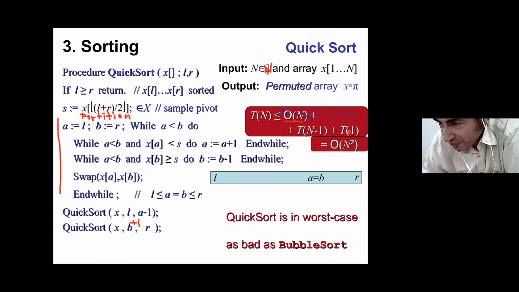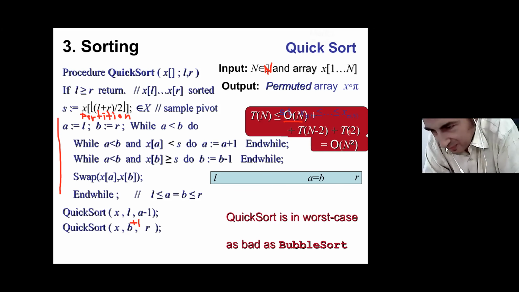Now what happens if you take S to be the second or second last element? Then instead of n minus 1 and 1, you have n minus 2 and 2. But the problem is the same. As long as you have a constant here which doesn't depend on n, you always get quadratic. This leads to the conclusion which we had last time, that in the worst case the quicksort is as bad as the bubble sort, which is not very good. If you just use this, it is not a huge improvement over the bubble sort.